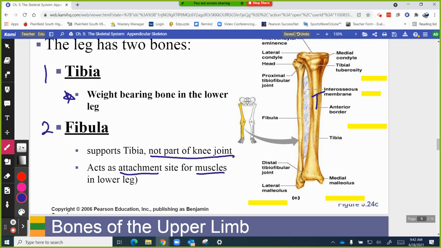Which is why if you have somebody break their fibula, they could probably still walk. It might be painful, all right, because there are muscles that attach to it, but they could probably still function and walk and not have any issue.